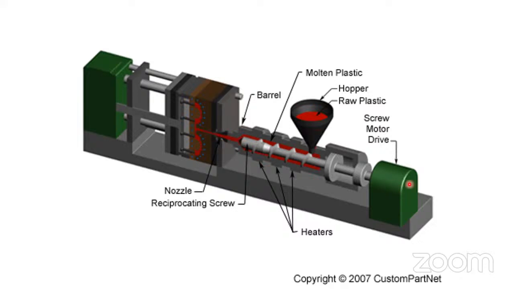Therefore, the motor will rotate the screw anti-clockwise. But how can the screw go forward? There is an arrangement: a two-way cylinder. If you pass the oil here, it will push the screw in the forward direction. And when the oil passes here, it will take it in a backward direction. So by oil, it goes forward and comes backward.